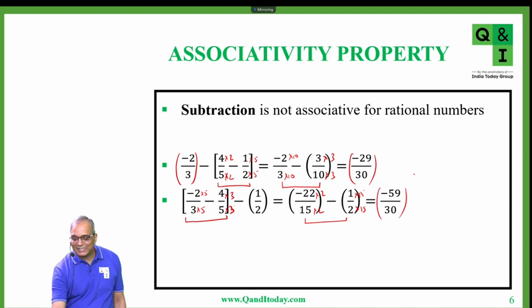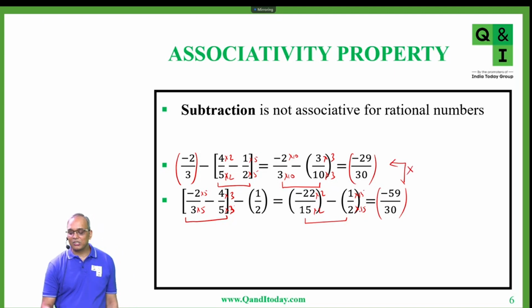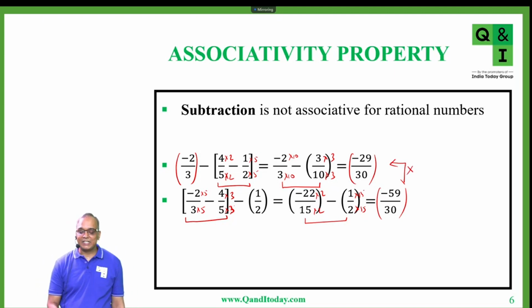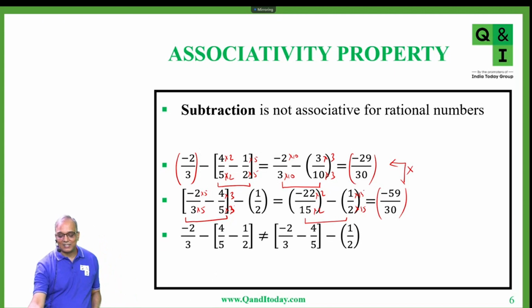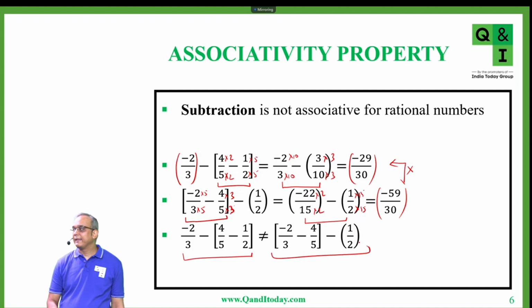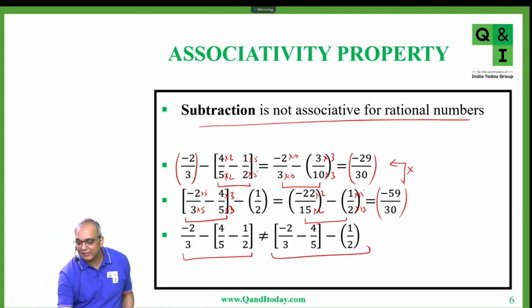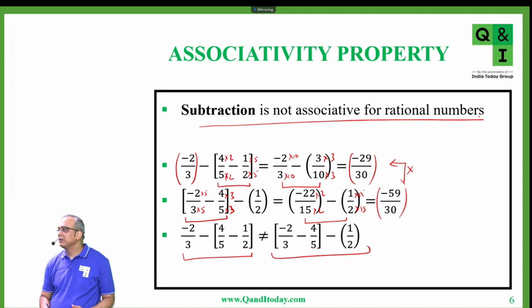So you can see that these two numbers are not the same. Because they are not the same, we say that subtraction is not associative for rational numbers. Okay. So the associative property is not valid for subtraction in the case of rational numbers. Is it clear, students? Have you understood the concept that subtraction is not associative for rational numbers? Yes, sir. Okay, good. Let's move to the next one now.